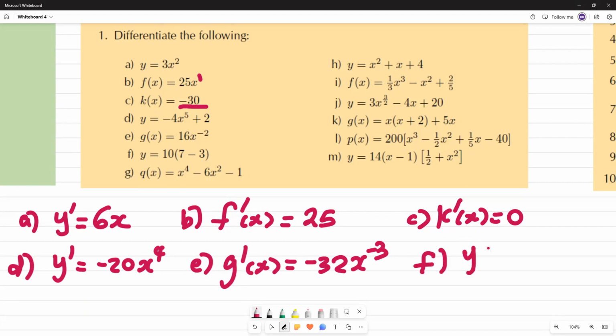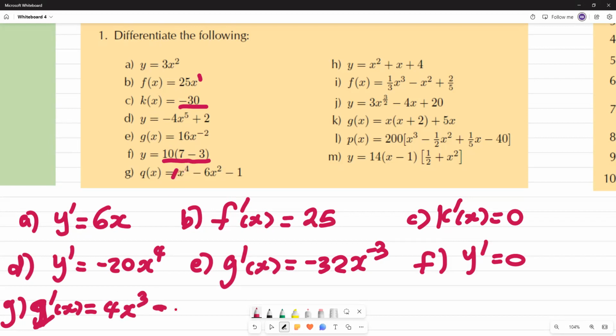I'm looking for y prime. And then guys, on F, I can already see that there's no x. That means this, even if I FOIL and do everything, is just going to be a constant. So y prime is 0. Right, the derivative of a constant is 0. Let's do G. On G, we're looking for Q prime x, which is 4x cubed, because there's a 1 here. So 4 times 1, it's 4, and then you minus 1 there. This is going to be 12x. Then the derivative of a constant is 0. Right. Perfect. Now we're going to go to H.